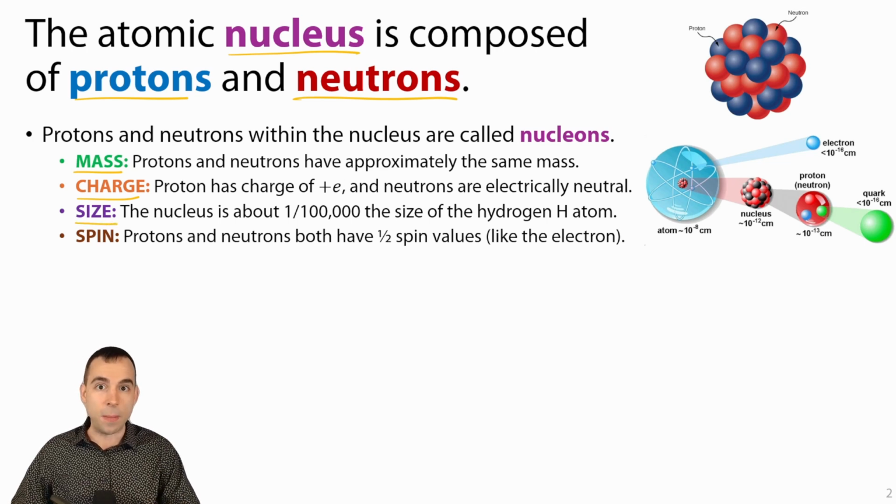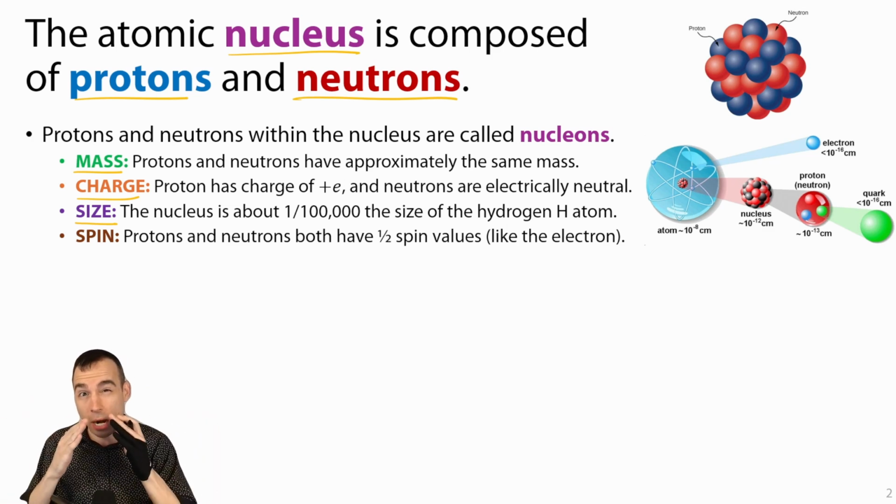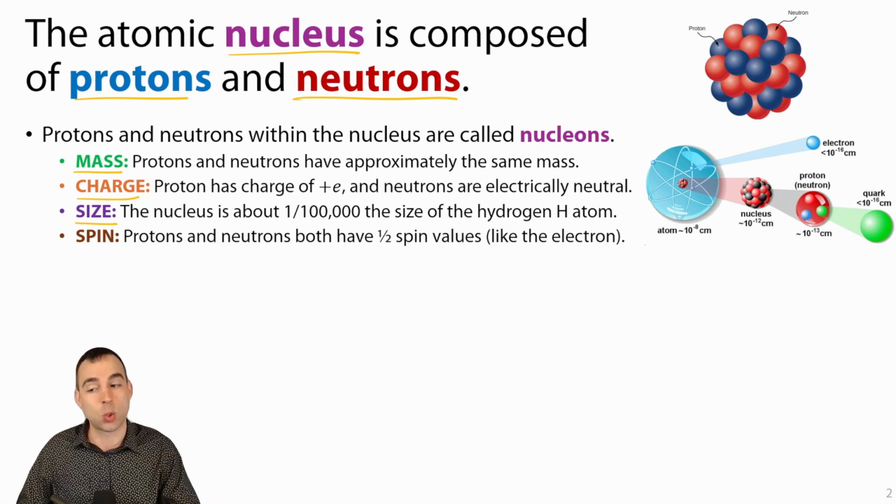The nucleus ends up being about 1/100,000th of the size of the orbit of a total atom. So really, the nucleus makes up a very small portion of space of the actual atom. And finally, there is a spin value associated with protons and neutrons. They also can have a spin of 1/2 value, just like the electron.